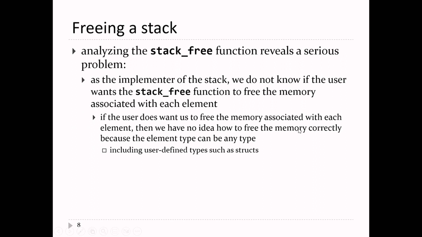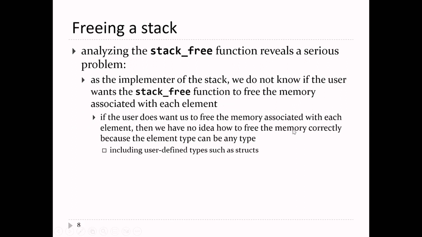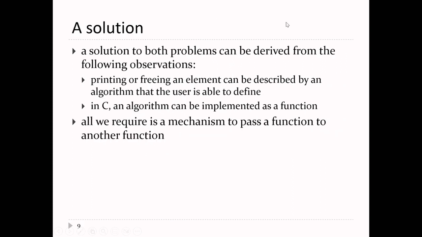So we've got a couple of problems. Printing, I don't know how to print an element. For freeing a node, I don't necessarily know how to free the element that's stored in the node. The way you solve this is by making the following observation. If I want to print something, that's just some algorithm. And if I want to free something, that's also just some algorithm. The algorithm might be complicated, but it's just an algorithm. So in C, an algorithm is just a function.